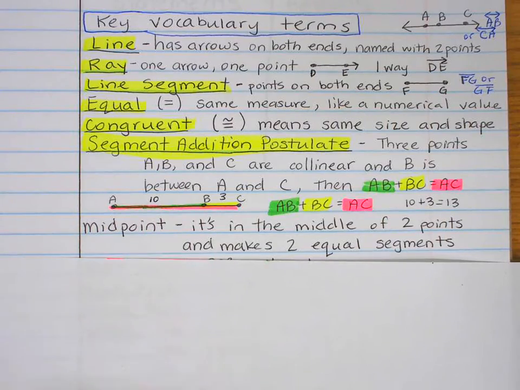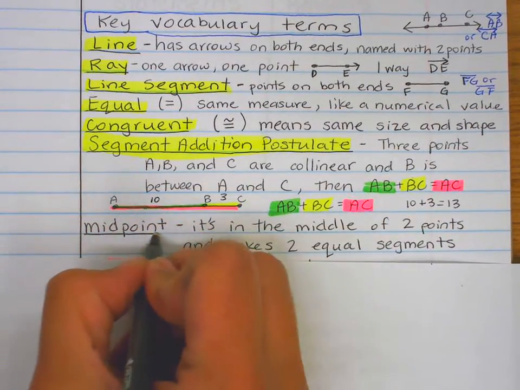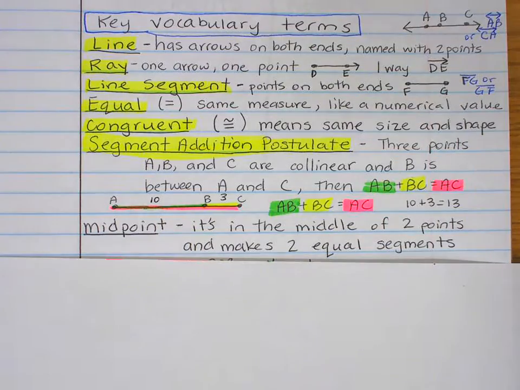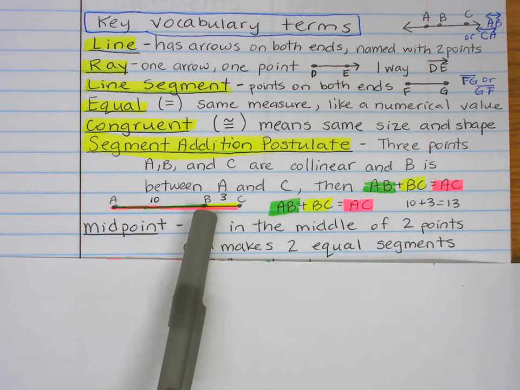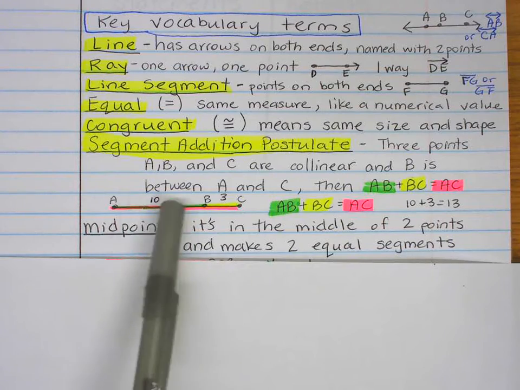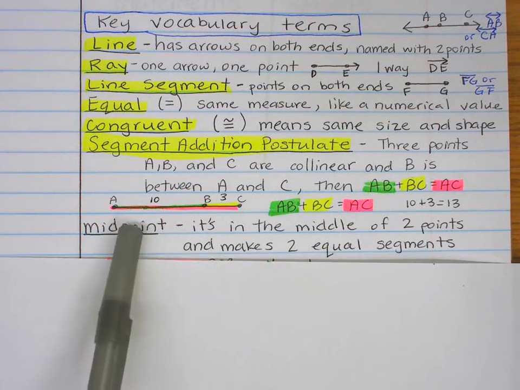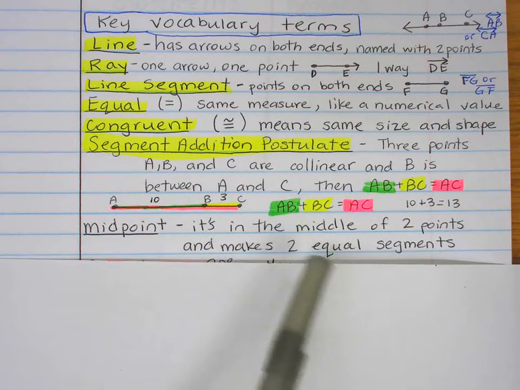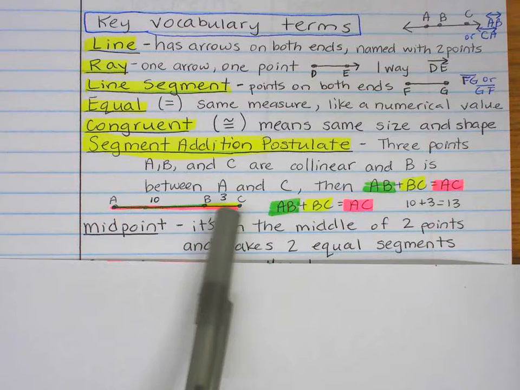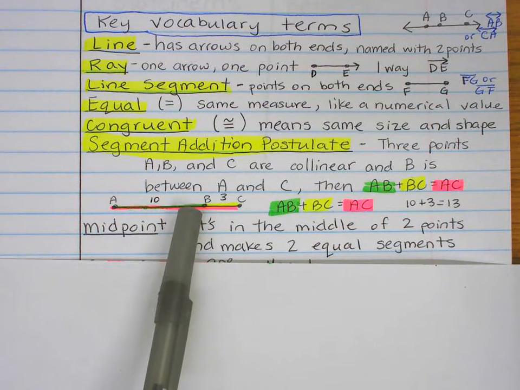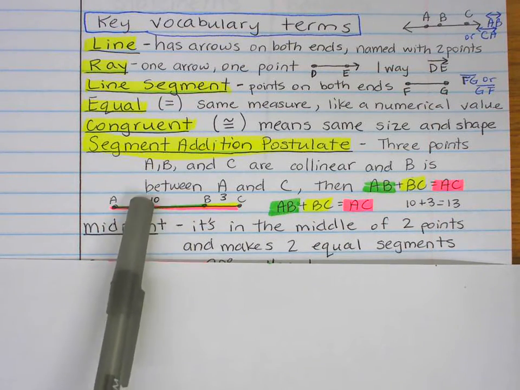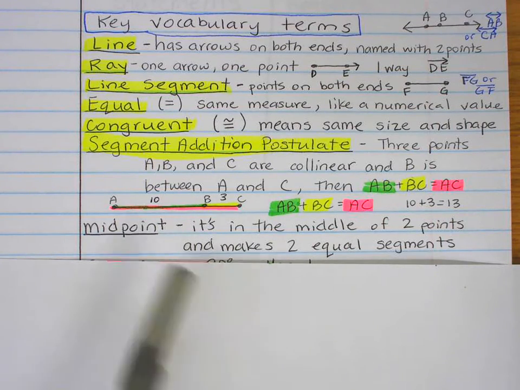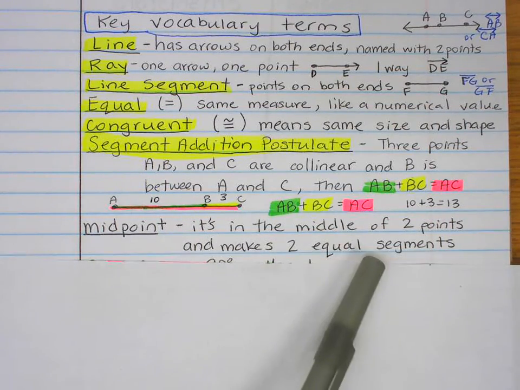Another key term you need to know is midpoint. A midpoint is in the middle of 2 points, which would be like in the middle in a segment. So you can see up above, B was not the midpoint because one segment was 10 and one was 3. If you have a midpoint, it makes 2 equal segments. So like, let's say the total length of a segment is 12. If I had a midpoint, it would cut it in half and make 6 and 6. Okay, so a midpoint is in the middle of 2 points. It makes 2 equal segments.